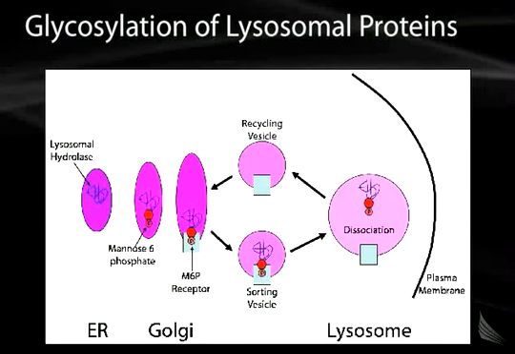In the lysosome, the protein dissociates from the mannose-6-phosphate receptor, and it begins to function in the lysosome. The mannose-6-phosphate receptor is recycled in a vesicle back to the Golgi apparatus, where it can pick up additional enzymes and carry them to the lysosome, and that cycle is repeated over and over again.